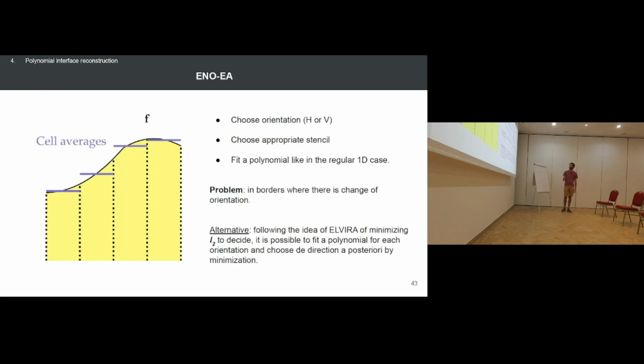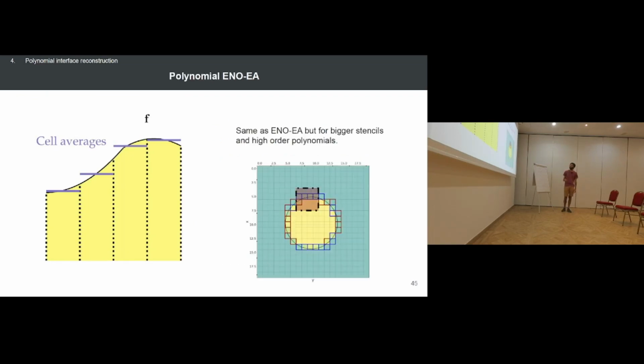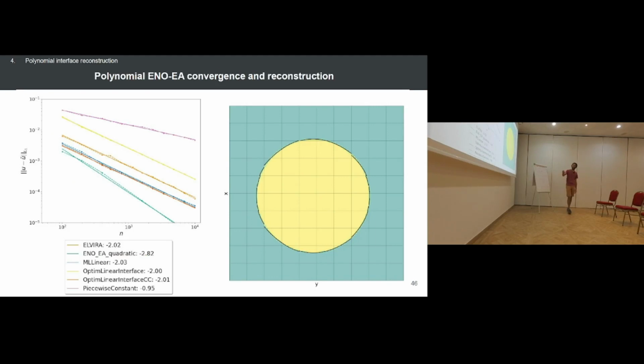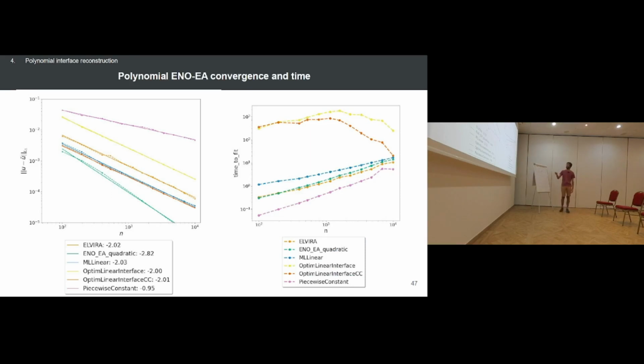Okay, well, that's the idea of the explanation. And here is what we get in terms of convergence and as a fit. You see here, in this case it's a circle, and the fit is pretty near the circle. The convergence is also almost 3. So we win over the linear one, which is reasonable, and it's nice to see that. In terms of time, it's pretty much the same as the linear ELVIRA. So we are getting better results with the same time complexity.